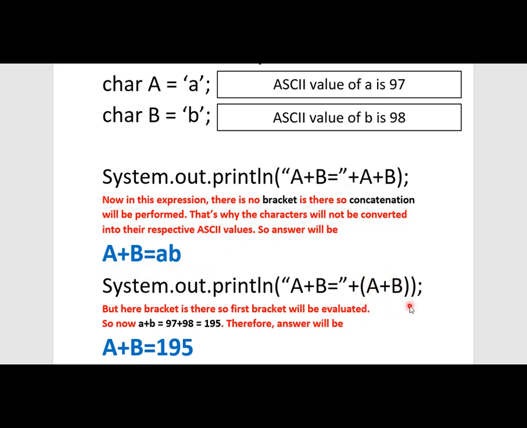But here the bracket is there, so first the character will be added with the other character. So addition will be performed. So 97 plus 98 equal to 195. So the output is a plus b equal to 195.